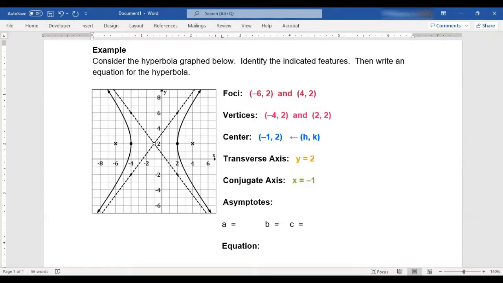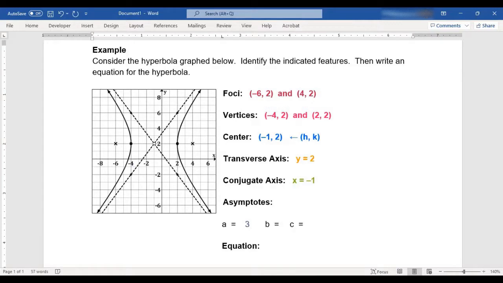Okay, now I'm going to hold off on the asymptotes for just a moment, and I'm going to figure out a, b, and c, and then that will help me with my asymptotes, and then we'll get to the equation at the end. So a is the distance from the center to the vertex, and c is from the center to a focus. It's the same as for an ellipse. So from the center to a vertex, it looks to be 1, 2, 3 units.